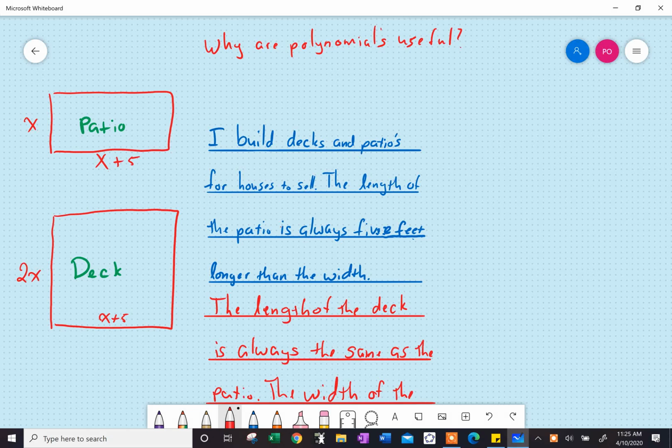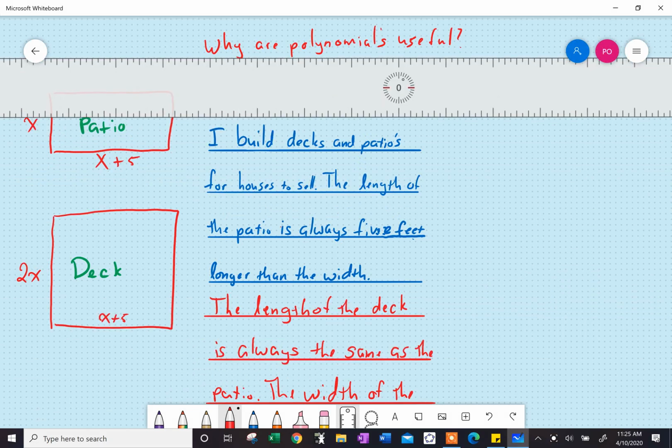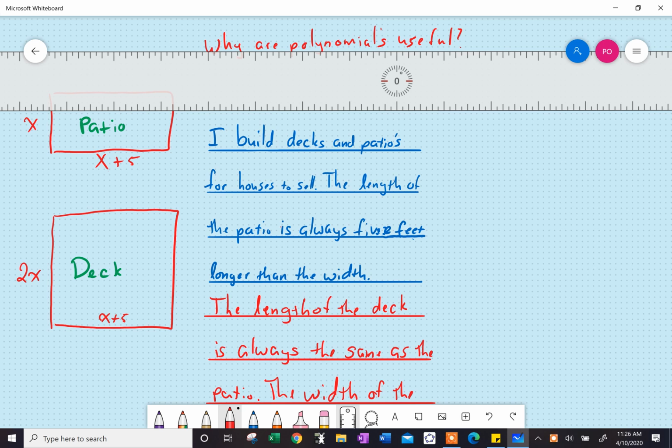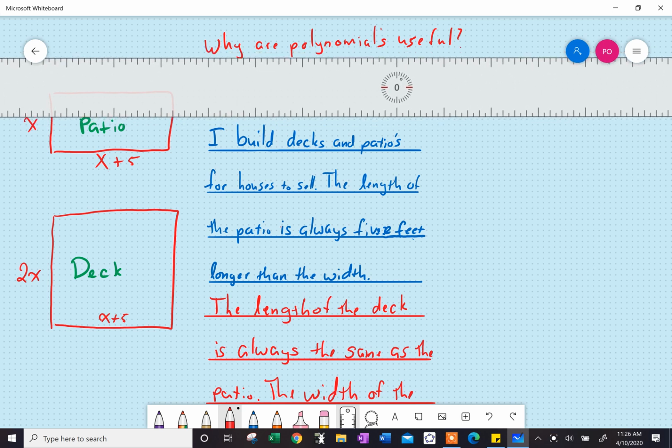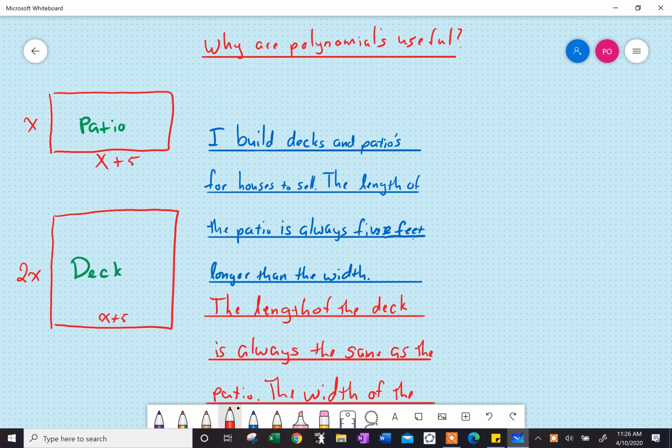Always asked, when are we going to use this? And most times people ask me questions and then I give them an answer and then they don't actually like my answer. So I'm going to explain why polynomials are useful. And I think I've actually come up with such a great example that you're going to have to care. You're really going to have to appreciate this.